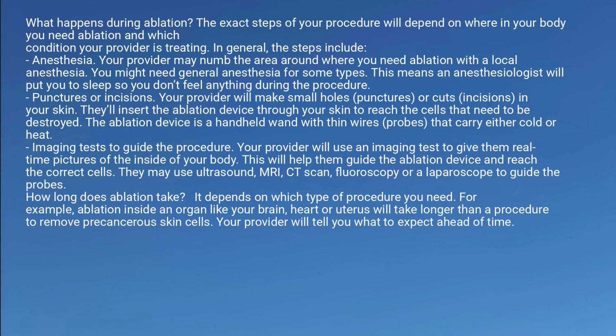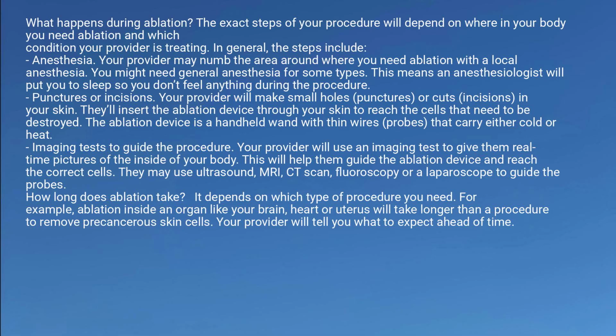What happens during ablation? The exact steps of your procedure will depend on where in your body you need ablation and which condition your provider is treating. In general, the steps include anesthesia. Your provider may numb the area around where you need ablation with a local anesthesia. You might need general anesthesia for some types. This means an anesthesiologist will put you to sleep so you don't feel anything during the procedure.